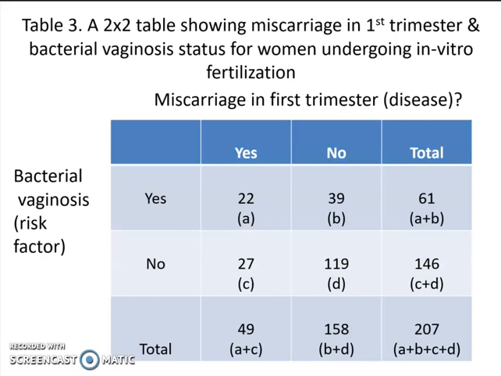So presenting that in our table, a 2x2 table showing miscarriage in first trimester and bacterial vaginosis status for women undergoing in vitro fertilization.